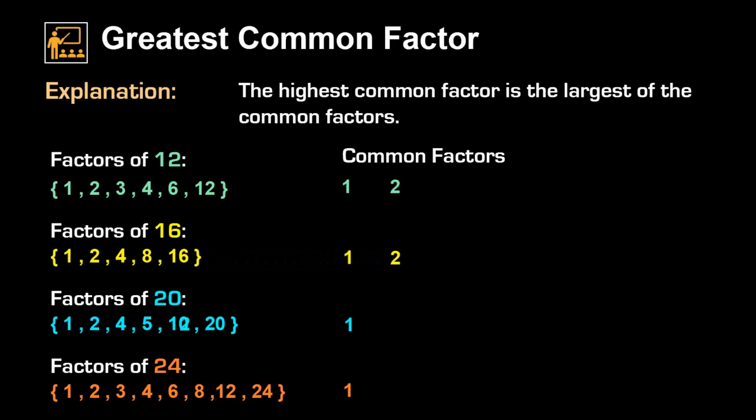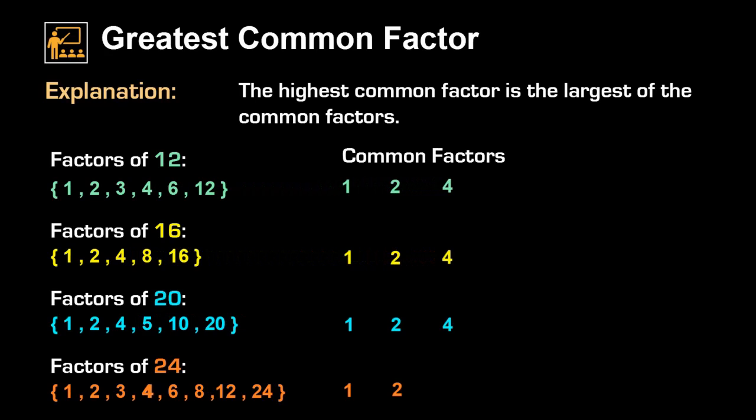If we look at the next one, it's 3. 3 is not a common factor because it does not appear in all 4 of the factor lists that we've listed here for the numbers 12, 16, 20, and 24. So the next factor is 4. 4 is a factor of 12, of 16, of 20, and of 24. So our next common factor is 4.